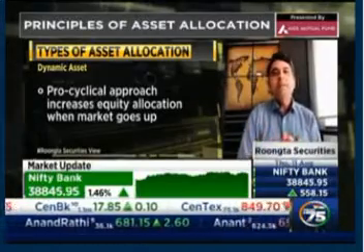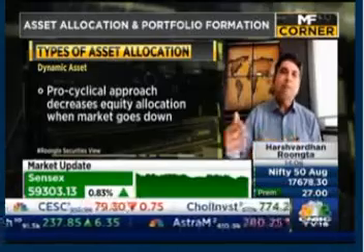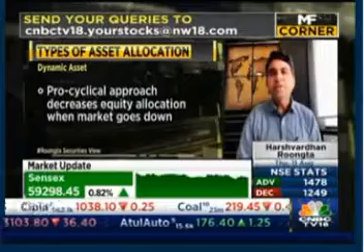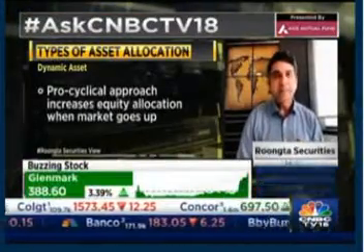Talking about pro-cyclical would be the other way around, to say that if the markets are going up, I will participate more in equity. If it's coming down, I will reduce my equity allocation. So this essentially would be more of a dynamic asset allocation kind of mix that a person can create.